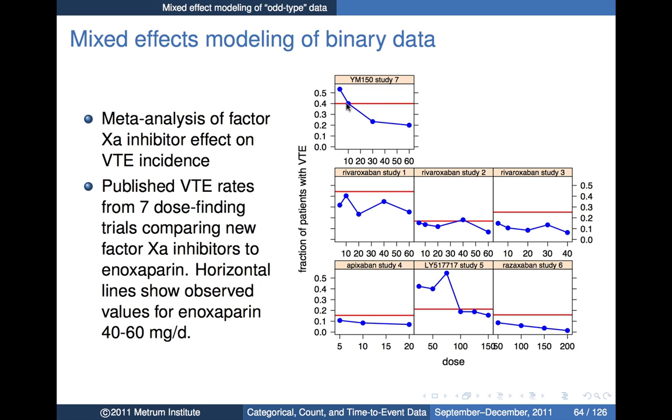The horizontal lines in here correspond to the enoxaparin result within those studies. In the case of the red line, ignore the dose. That just refers to the fact that in each one of the trials, enoxaparin was given somewhere in the dose range of 40 to 60 milligrams per day as an active comparator. And then you can see the dose response in terms of the fraction of patients with VTE as a function of dose for each one of these drugs and each one of these studies.